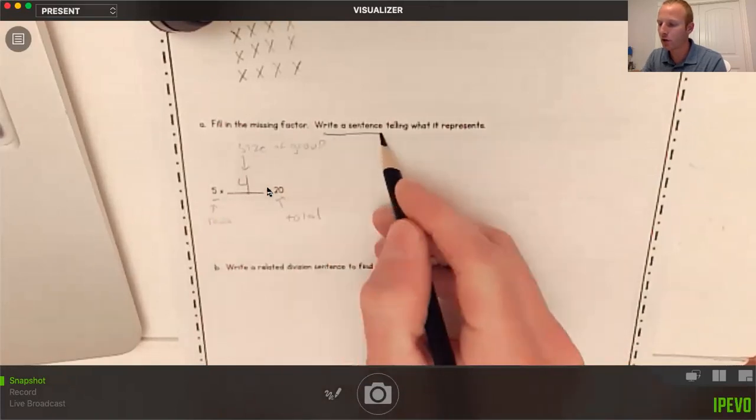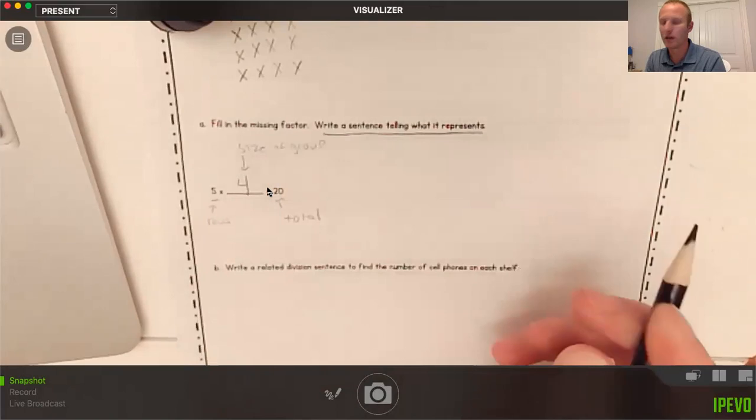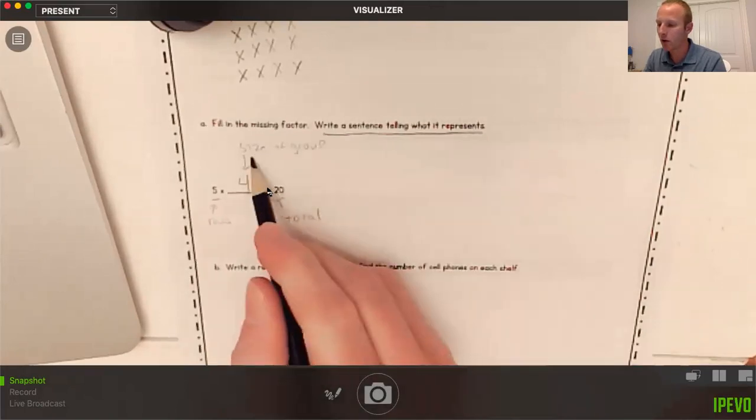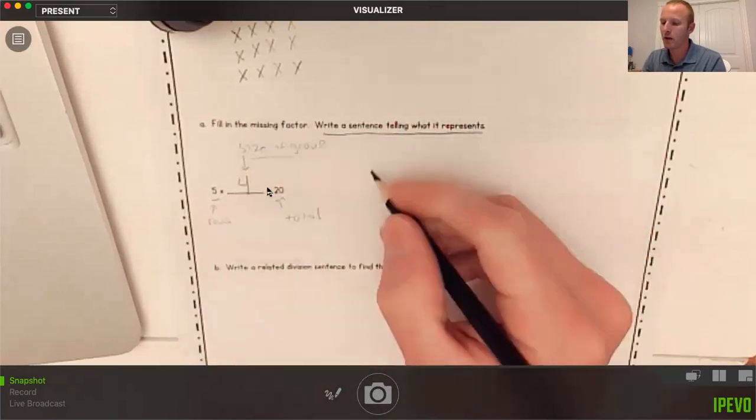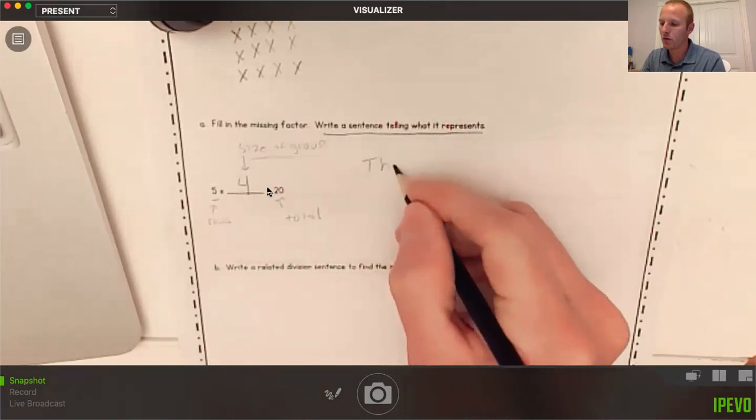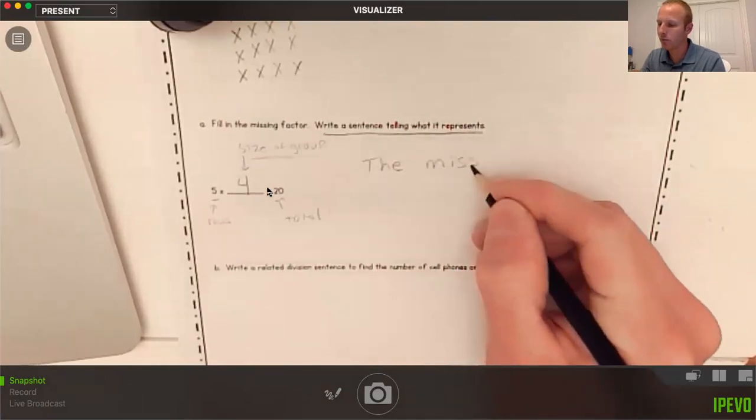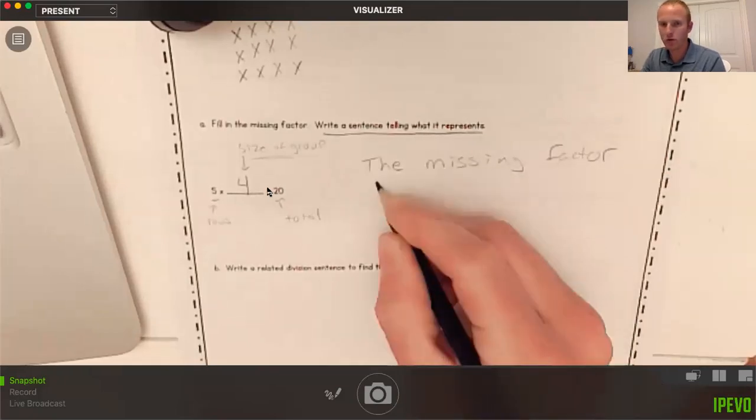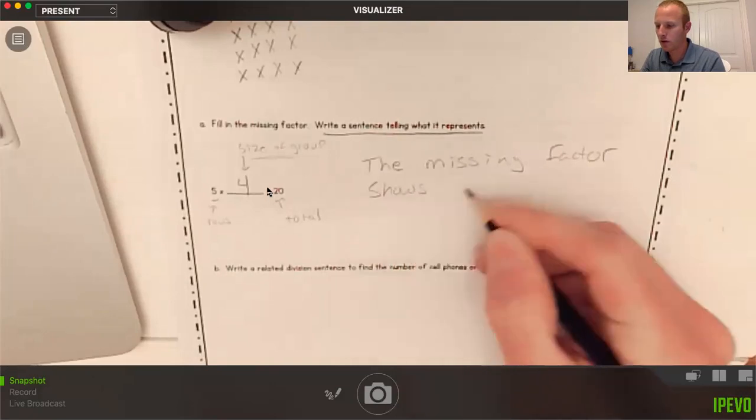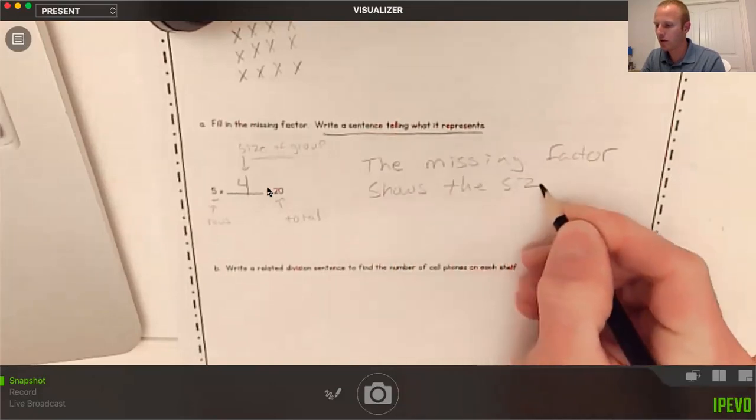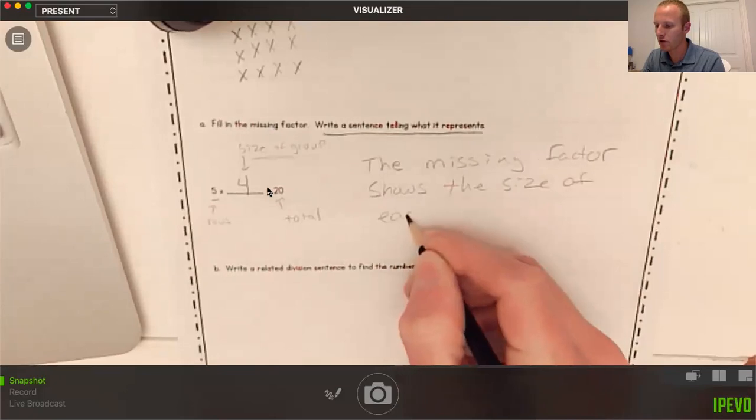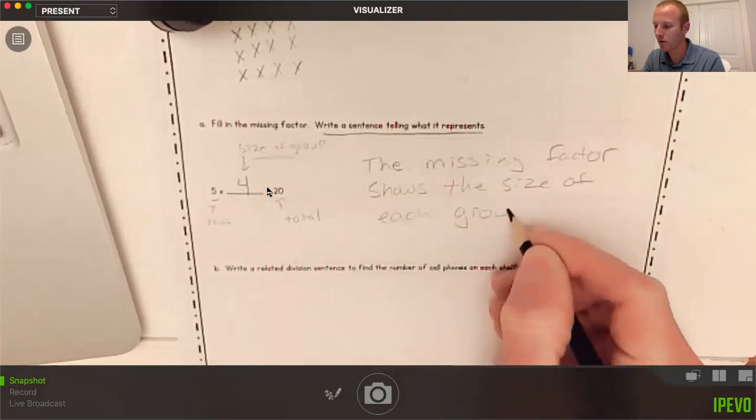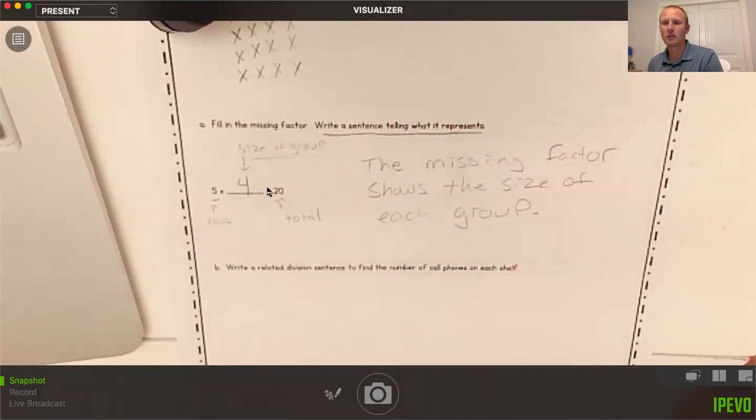It also says to write a sentence telling what it represents. Now that's helpful that I wrote size of group there. So the missing factor shows the size of each group. Or you could have said something like the missing factor shows the number on each shelf.